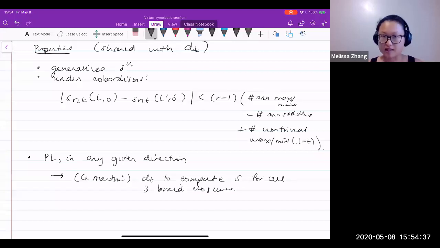So we haven't done this for this theory, but the fact that it's piecewise linear in any given direction means that one could potentially also say if this is some sort of polytope or if it's some sort of simple looking shape, you can just say if I have a restricted class of knots, let's try to figure out what S is or something more general than that.